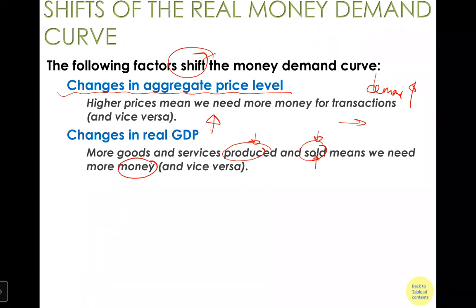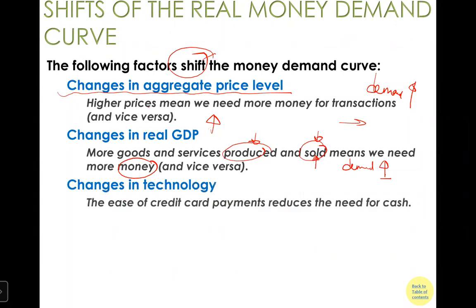Hence, the demand will increase. Demand for money will increase because we need more money to facilitate the transaction. Now, the other factor is changes in technology. So if the credit card becomes more widely available, then you need less cash to facilitate the transaction. Just think about the past few years, we have all sorts of new technology to facilitate the transaction.